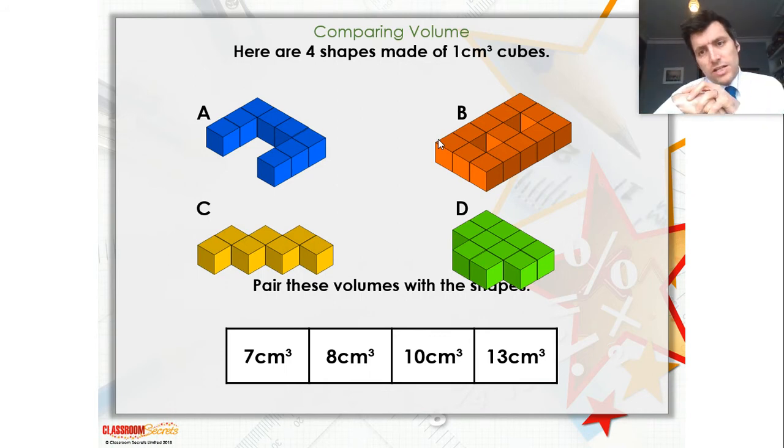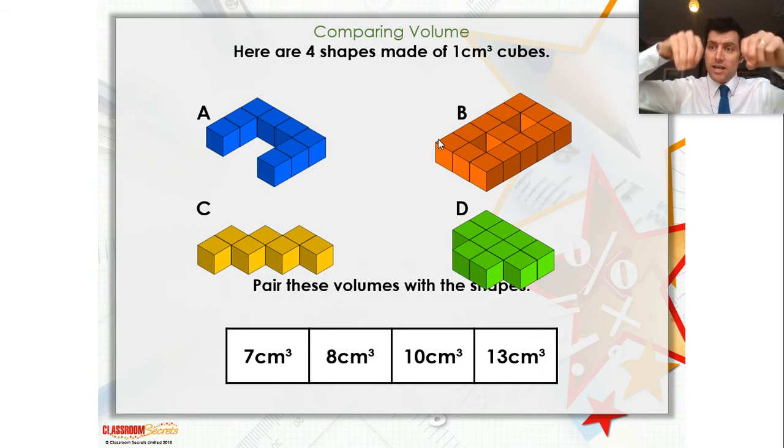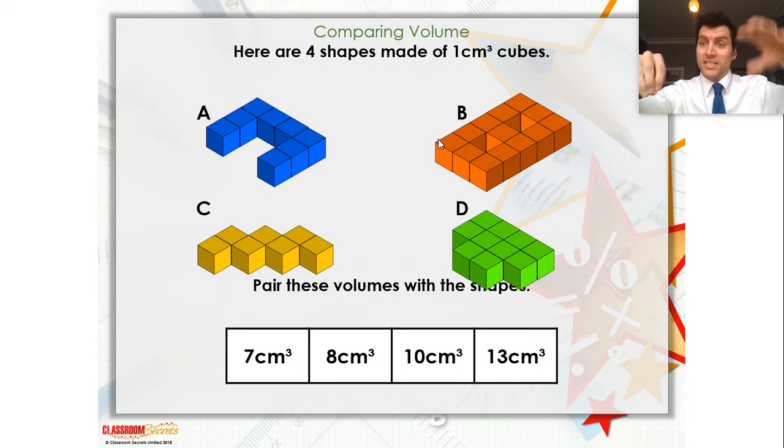If I'm not really concentrating, the mistake I might make is when I look at B, I might think it's a regular shape, a cuboid, and miss those 2 gaps in the middle of B. I'd think it was 3 multiplied by 5 multiplied by 1, so 15. I'd realise my mistake when I look at the bottom and see none of the values are 15 centimetres cubed. But now I can spot that it's 15 with 2 holes taken out. 15, take away 1 and take away 1, so it's 13.